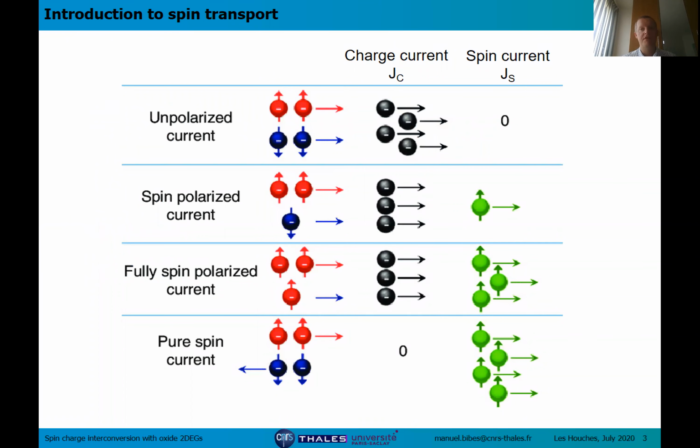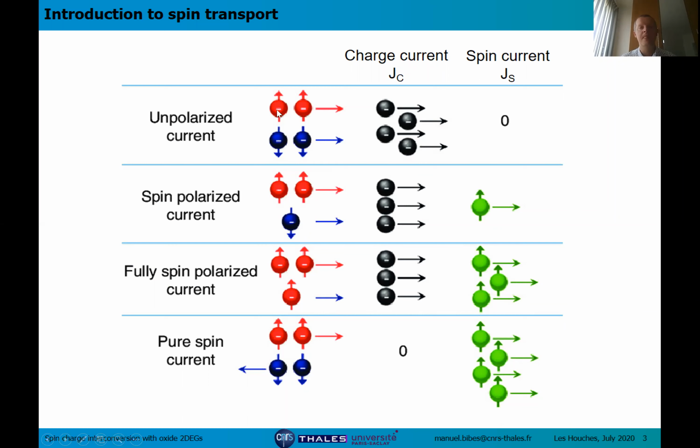So in the previous lecture, I talked to you about spin polarized currents, spin polarization, which is determining the amplitude of the TMR in magnetic tunnel junctions. And here I want to explain to you what we mean by spin currents, and in particular pure spin current. You have here four examples, four different notions, and I want to take you through that slowly. So the first case is the most simple.